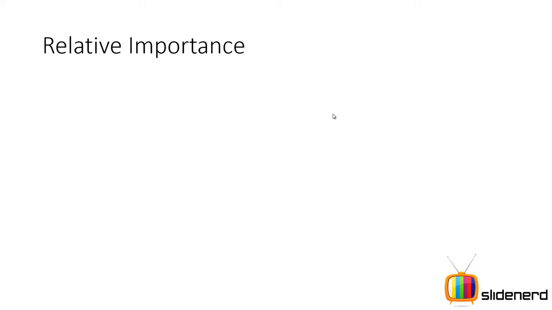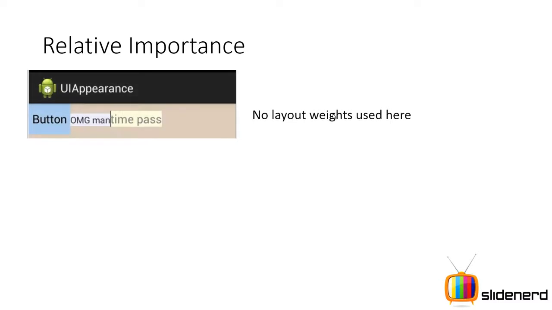So let's see what are the different cases we can have when layout weights are assigned. Right now this is the default case. Here I have a button. This is a text view. This is an edit text, and this is an Android hint. Now there are no layout weights used over here. All of them are wrap content wide and wrap content tall.